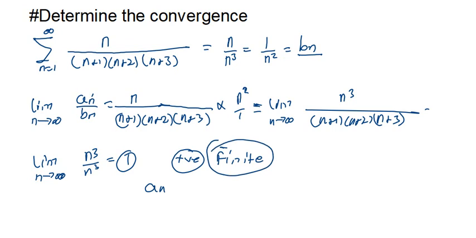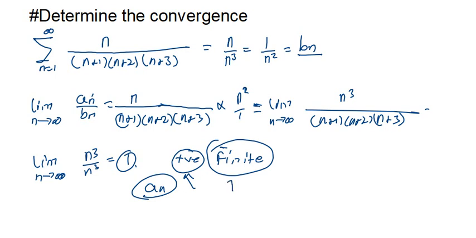And because b sub n converges, a sub n also converges, because of what we have found here. We found that the limit is, of course, positive and it is finite. If it is the other way around, then we are afraid it does diverge.